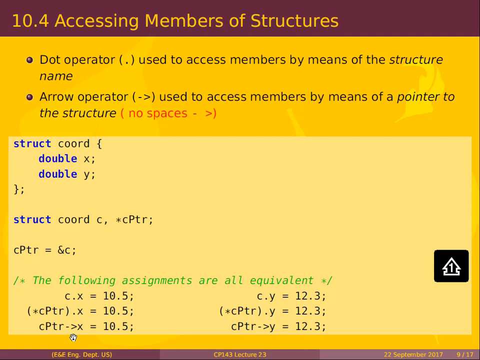Alternatively, I can also use an arrow if I have a pointer to a struct. Let's look at it. The c pointer is a pointer to a struct coordinate, and it contains the address of c. The c is a struct coordinate. I can get the value of x within c in two ways: either by dereferencing the pointer like this, or by using arrow notation as opposed to dot notation over here. That's just the x component. The y component works in exactly the same manner.